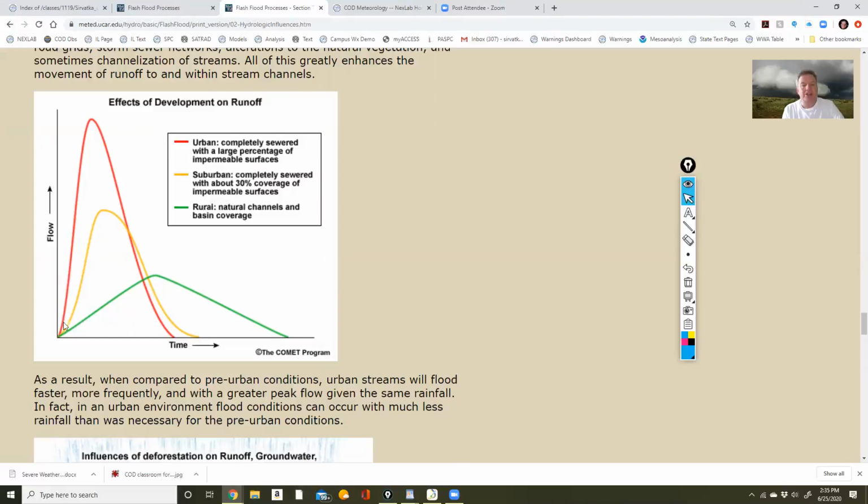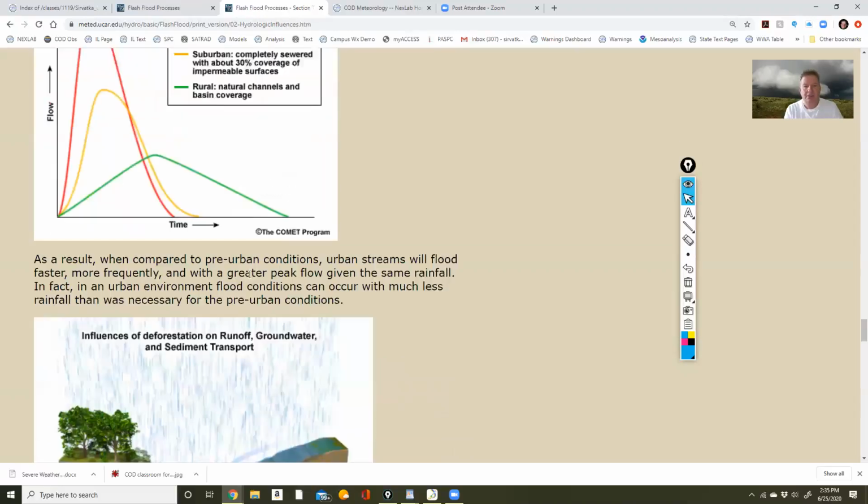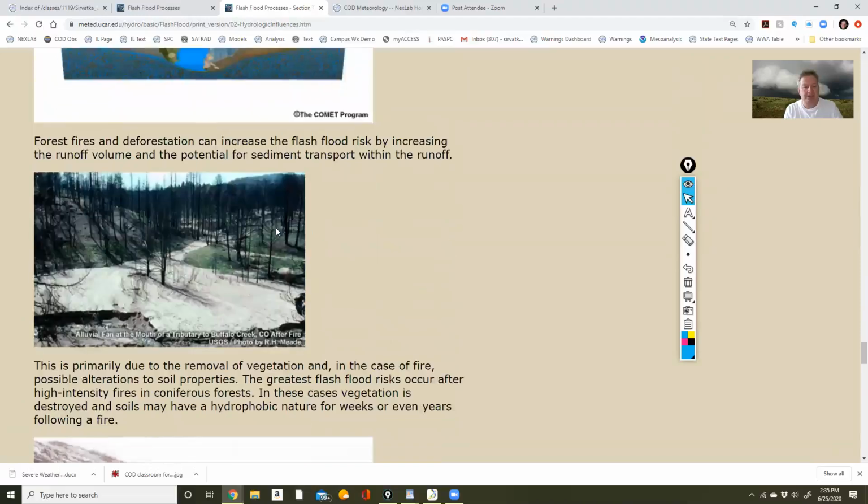Okay, and what that means is we're going to have more flow, more runoff, and it's going to happen more quickly. More runoff and more quickly in terms of flooding. Rural watersheds will take longer and it will not be as much flow. So what watershed floods the easiest? Urban watersheds. Okay, so keep that in mind, please.